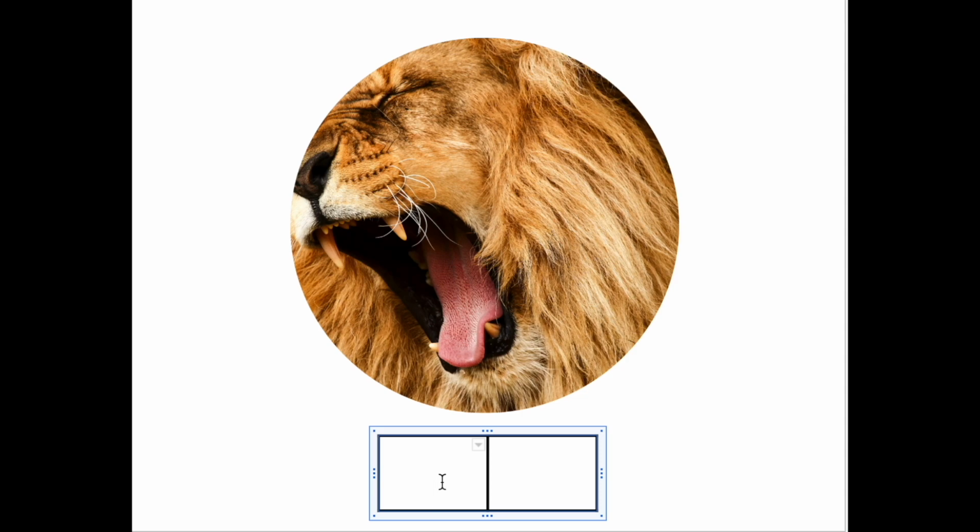Next, we have a lion, and it is roaring. Our word is roar. Roar. How many sounds do you hear in the word roar? There are 2 sounds in the word roar. What's the first sound you hear? What letter makes the sound? The letter R. What's the next sound you hear in roar? Or, spelled O-A-R. This is how you spell roar.